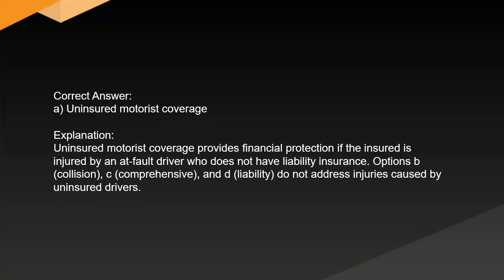Correct answer. A. Uninsured motorist coverage. Explanation. Uninsured motorist coverage provides financial protection if the insured is injured by an at-fault driver who does not have liability insurance. Options B. Collision, C. Comprehensive, and D. Liability do not address injuries caused by uninsured drivers.